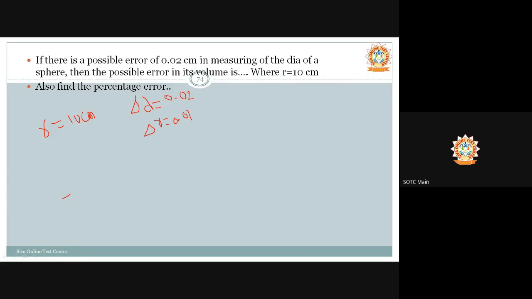So what do you need to find? Error in the volume, that is del v. For the sphere given here, what is the volume of a sphere? 4/3 pi r cube. Then here del v will come: 4/3 pi r cube can be written as 3r square into del r. 3 will get cancelled. Now try to calculate this and tell me, del v is equal to 4 pi into r square into del r. 4 pi, very good. 4 pi is the correct answer. So that is your del v.